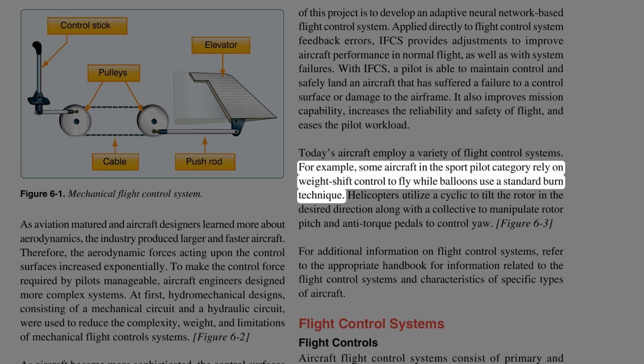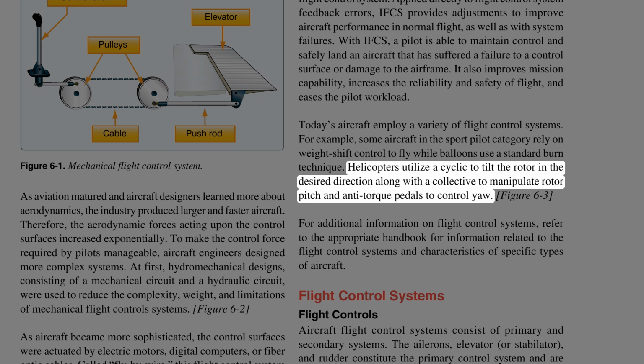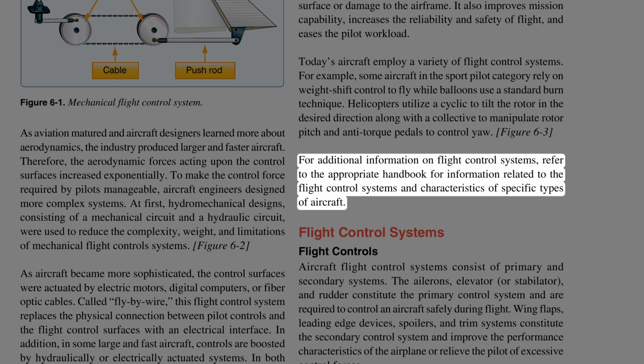For example, some aircraft in the sport pilot category rely on weight shift control to fly, while balloons use a standard burn technique. Helicopters utilize a cyclic to tilt the rotor in the desired direction along with a collective to manipulate rotor pitch and anti-torque pedals to control yaw. For additional information on flight control systems, refer to the appropriate handbook for information related to the flight control systems and characteristics of specific types of aircraft.